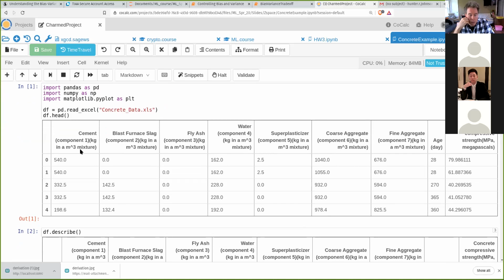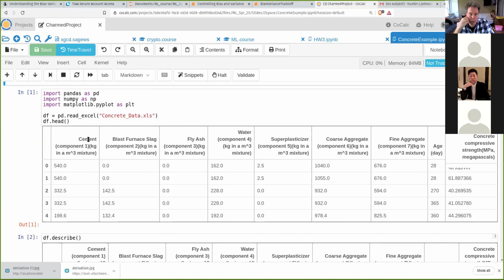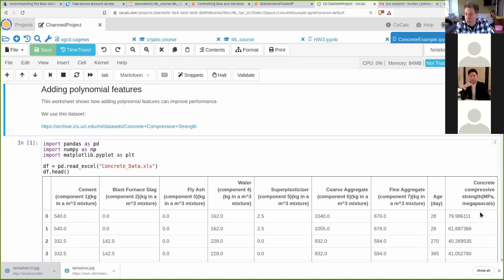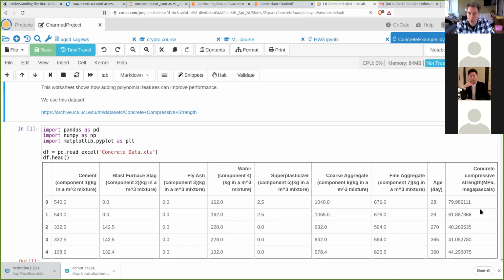So here's what the columns are. You have just a description of different types of cement. So you have different types of concrete. There's a certain amount of cement, and then how much. These are the components that go into it, like water and other things. And then there's the age, and in the very last column is the concrete compressive strength. So that's how strong the concrete is.